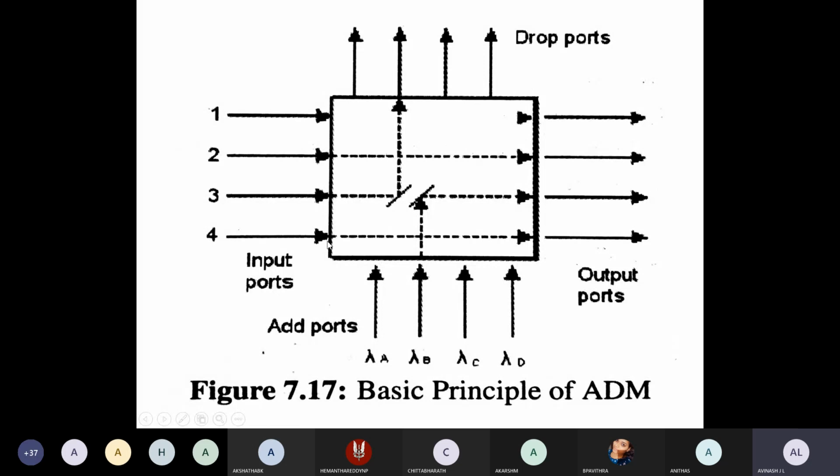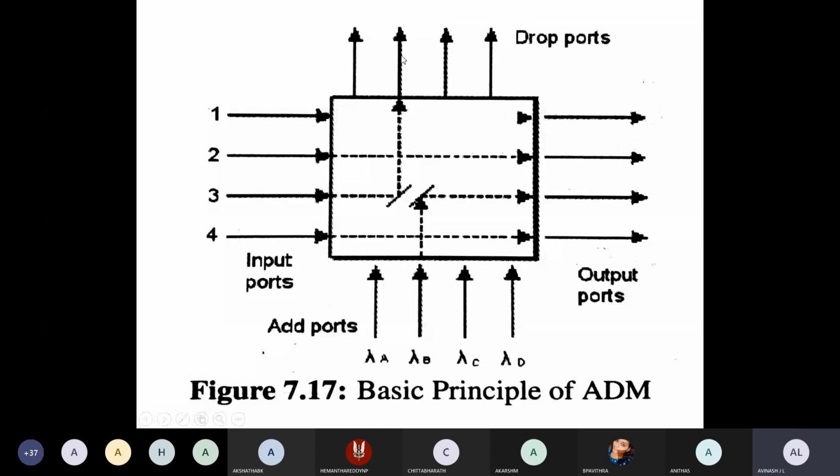But you can see that in input port number 3, we have sent a signal and the signal has been dropped. You can see that there is a mirror, and that mirror has been placed away. When the signal comes to the mirror, it will direct the signal to the drop port, so it will go to the drop port directly.